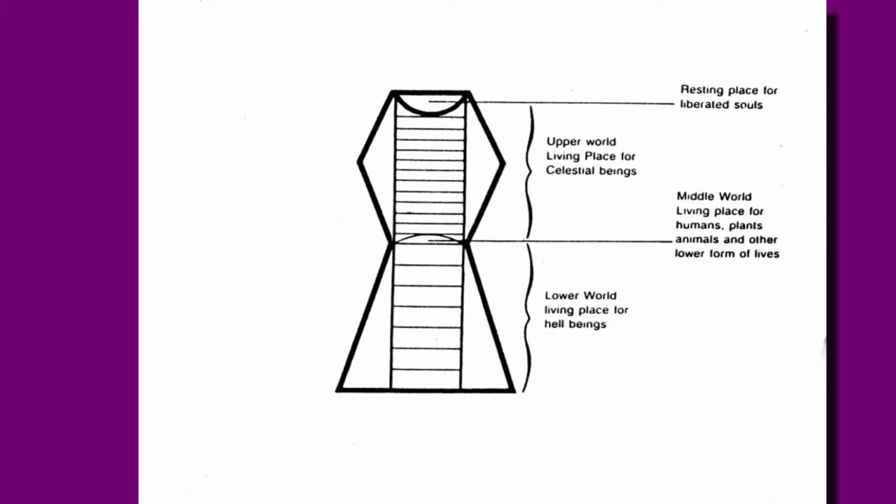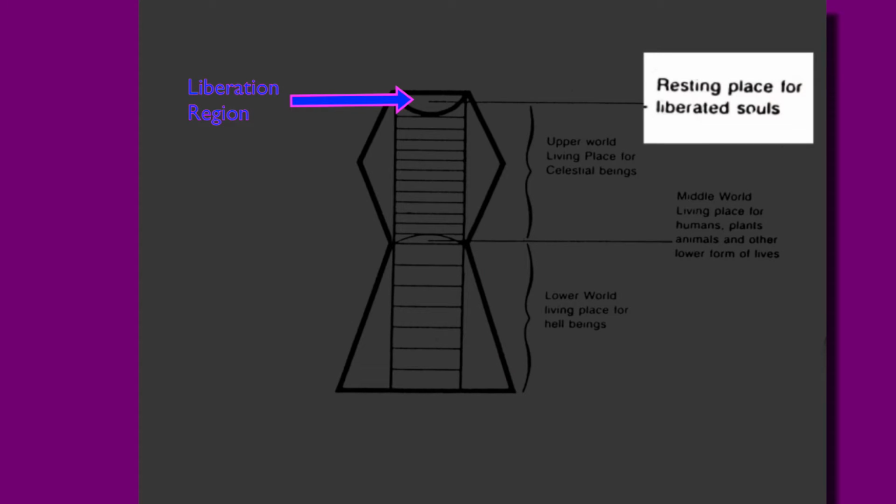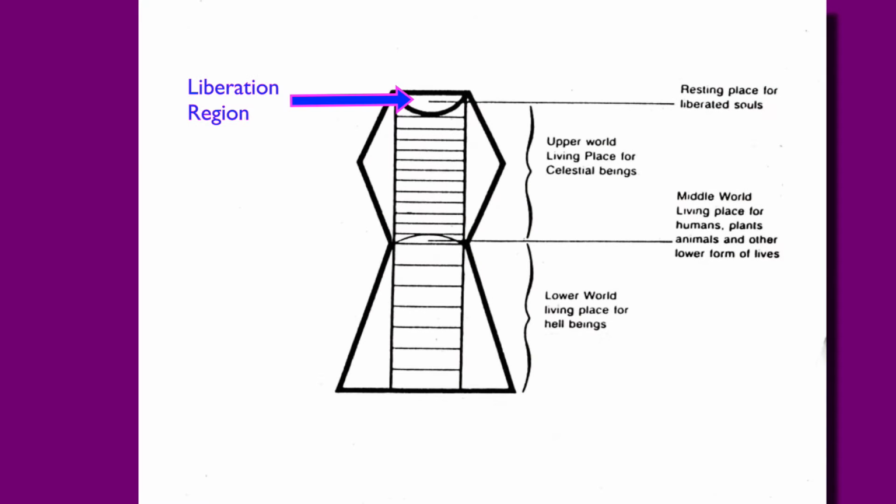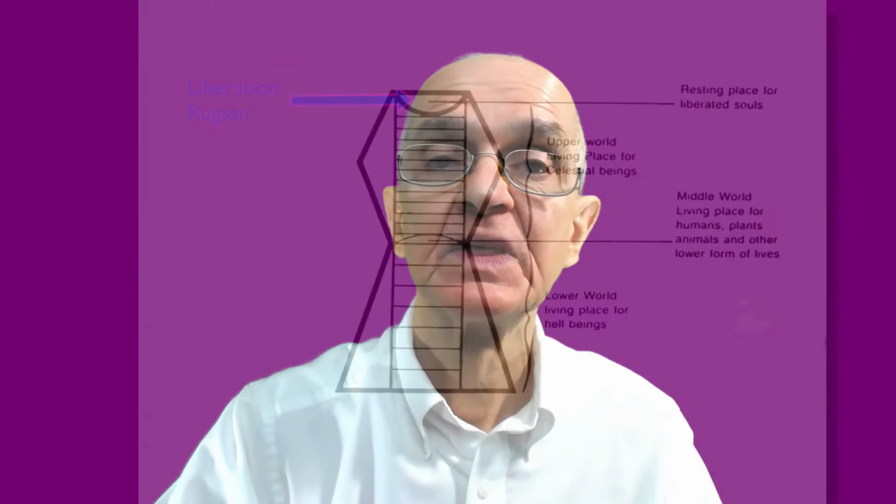Unique to Jainism is this region at the very top of the cosmos. This is the region where a soul that has become completely liberated from its relationship with matter goes and permanently resides. This region will be explained in the video showing the dynamic relationship between soul and matter.